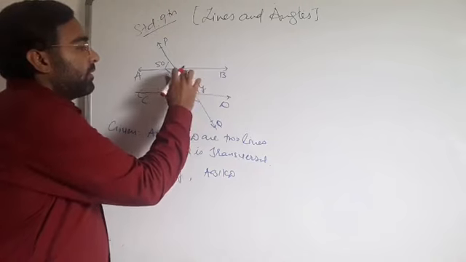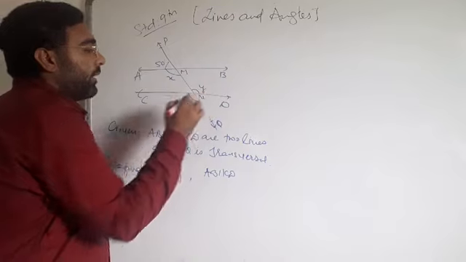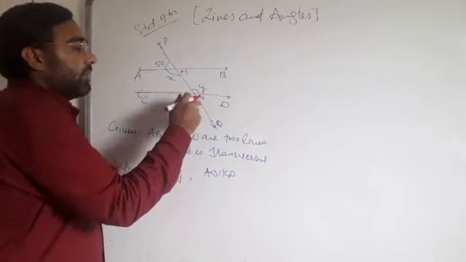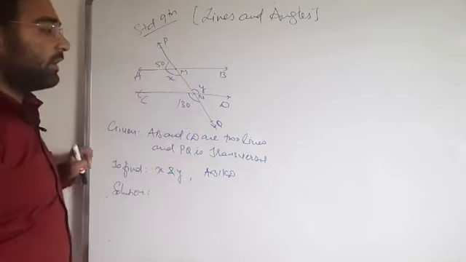M and N. Okay, here the two intersecting points, where CD and AB intersect the transversal, we have to name as M and N.